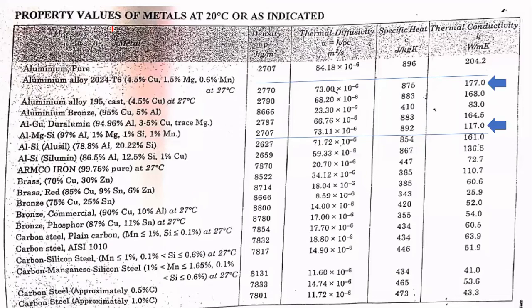Now, here we have a picture of the data handbook. This you will get in the properties chapter. These are properties of metals at 20 degrees Celsius. The first column is for different metals. The second column is for density, unit is kg per meter cube. The third column is thermal diffusivity. Here the relation for thermal diffusivity is also given.